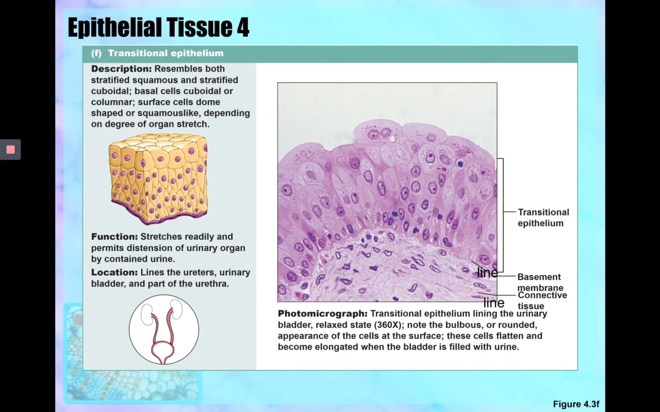So for example, when there's urine flowing from the kidneys to the bladder, the transitional epithelium in the ureters will stretch. When it is not carrying urine, they go back to this dome shape. So the function really is to stretch readily and permit distension of urinary organs that contain urine. So the kidneys make the urine, but it's only considered urine once it leaves. So that's why we only find transitional epithelium in the ureters, which are the tubes that connect the kidneys to the bladder itself, and the urethra is the tube that allows urine to leave the body.